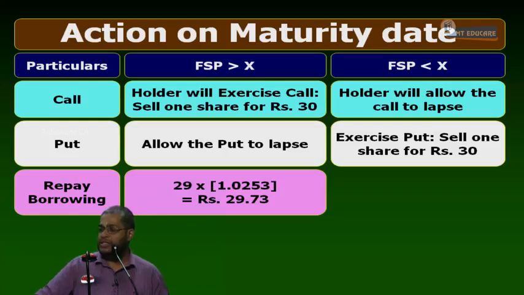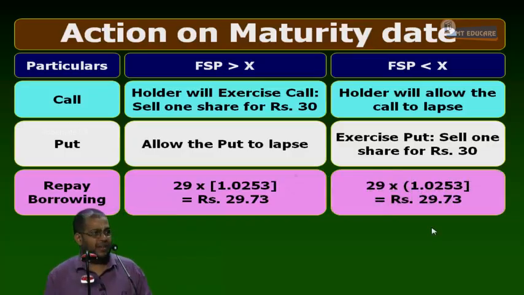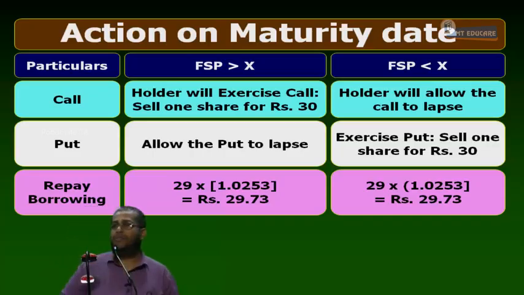29 into 1.0253 is equal to 29.73. Same way there also, 29 into 1.0253 is equal to 29.73. Can I proceed or not?